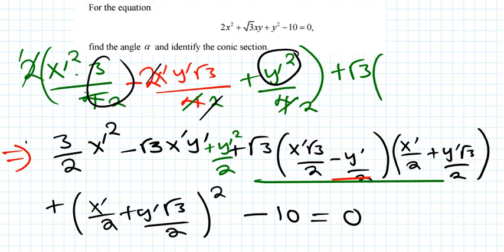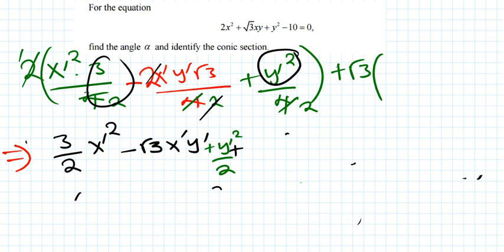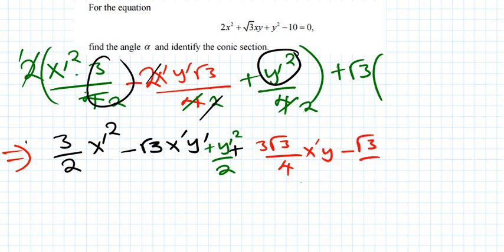By the way, pause the video and try to simplify, and then I've simplified on my paper to avoid doing a lot of writing and talking. So everything else, I'm ending up with 3 root of 3 over 4 x prime y minus root 3 over 4 xy y prime minus 3 over 4 y prime squared plus 1 over 4.